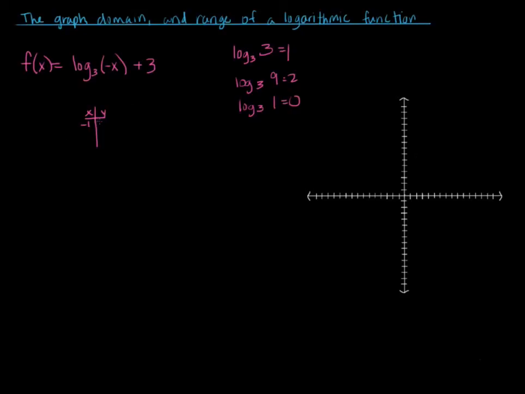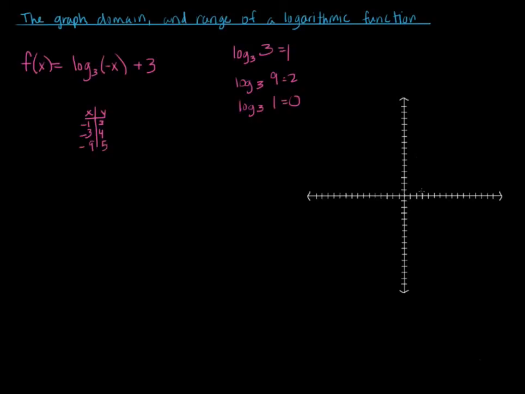So then what I can do next is put in this one. So in order to get an input in the logarithm of 3, I need to put in negative 3. So I'm going to put in negative 3. It's going to be log base 3 of 3, which is 1, plus 3 is 4. And then the next one I'm going to do is putting in 9, so I'm going to put in a negative 9 here. That's going to be a positive 9 in the logarithm. Log base 3 of 9 is 2, plus 3 is 5.